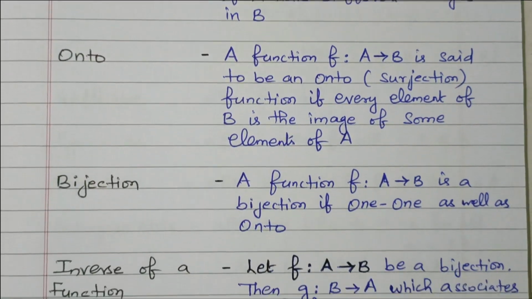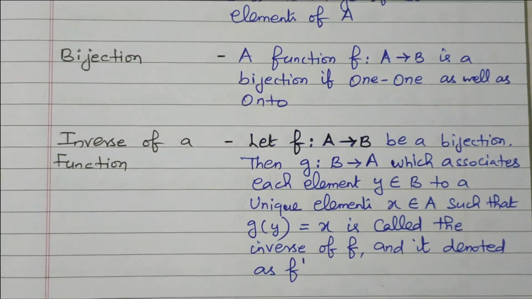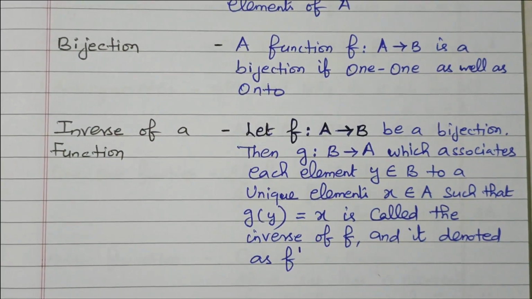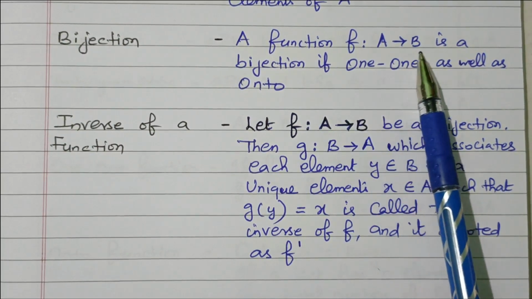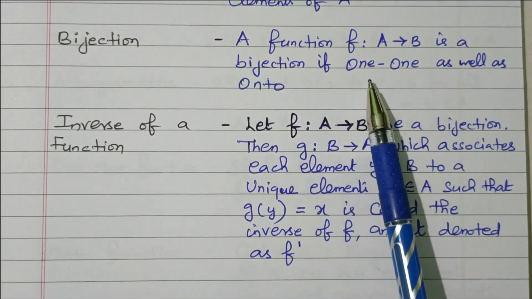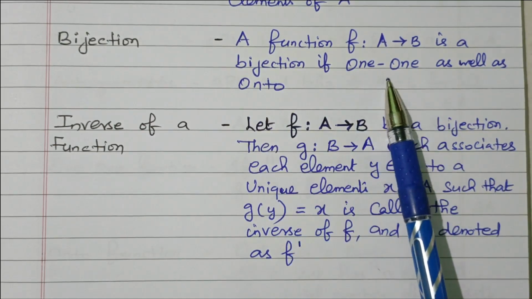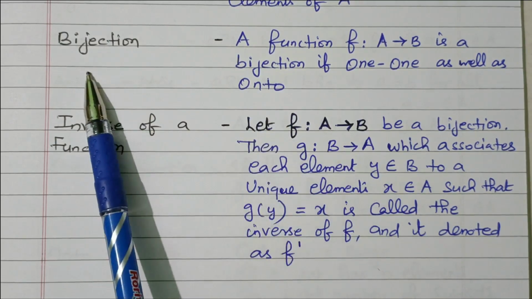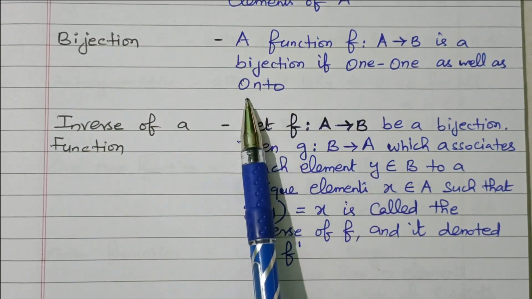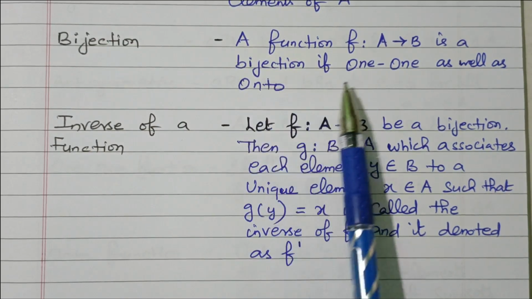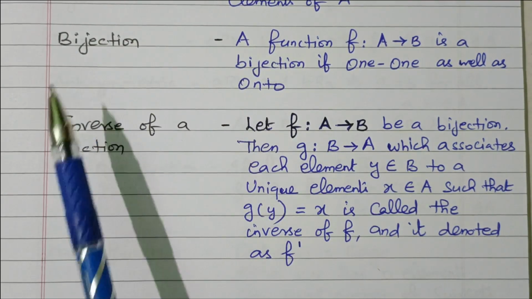Then we have bijection. Another function is available, bijection. Now we will see what the bijection is. A function f such that A relates to B is a bijection if it is one-one as well as onto. A function that satisfies one-one as well as onto is called a bijection function, right? We already discussed what is a one-one function and what is an onto function. A function that satisfies both one-one and onto is called a bijection function.